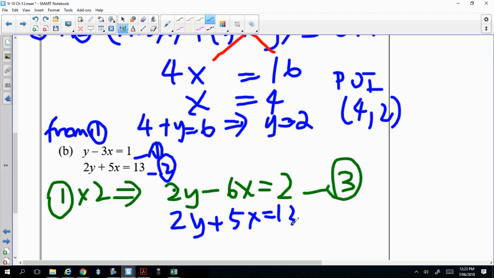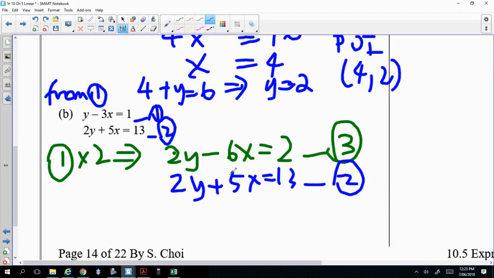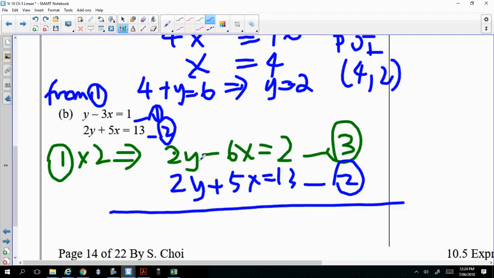And now you see that the coefficient of y is exactly equal. Therefore, I could eliminate y. And to eliminate y, you have to subtract the equations because they're both positive. Only when one of them is positive and the other negative can you add, because they cancel. This one, you have to subtract. So I just do 3 minus 2.